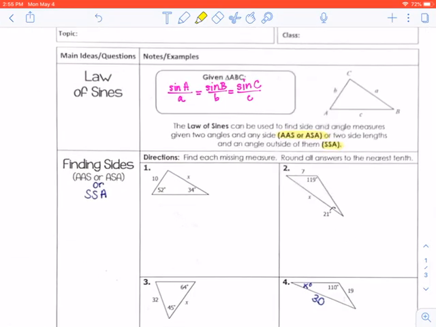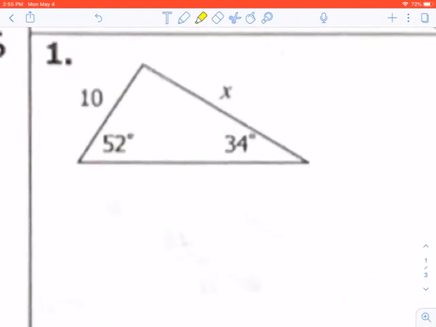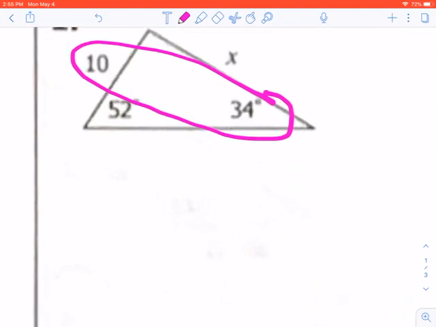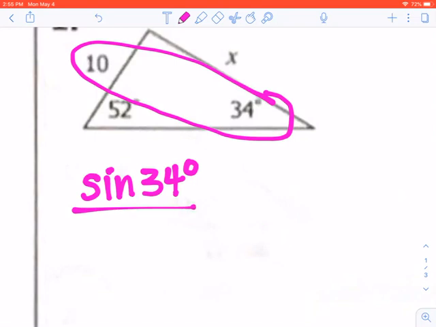So let's just start. If I look at this triangle here for number 1, I have a side of 10, a side of x, 52 degrees, and 34 degrees. What I want to show you is that we have these angle-side opposite pairs. We have 34 degrees and the side of 10, so this is an angle and its opposite side. Because I have that angle and its opposite side, I can write the fraction sine 34 degrees. And by the way, the sine is always of the angle. It's never sine 10, because 10 is the side. So sine of the angle, 34 degrees, over 10.